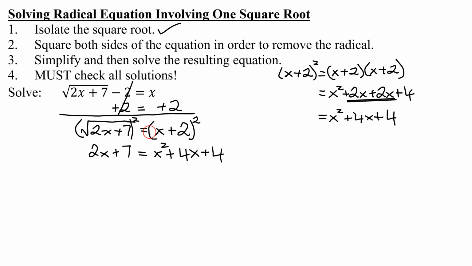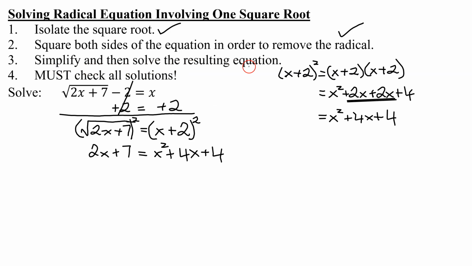Now the shorter method for squaring a binomial is to take the first term and square it. So you take x and square it and get x squared. The middle term comes from twice the product. So 2 times x times 2 is 4x. And the last term is the 2, the last term in the binomial, all squared. 2 squared is 4. It doesn't matter how you get these three terms as long as you get them. So you can use either method. So I have squared both sides of the equation to remove the radical.